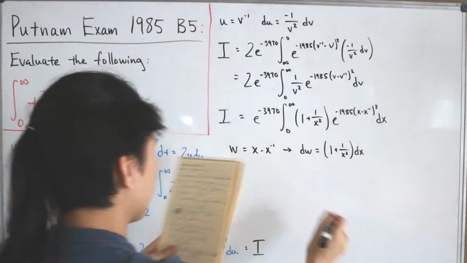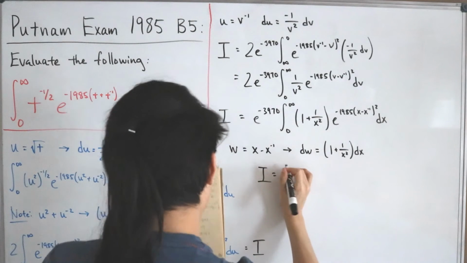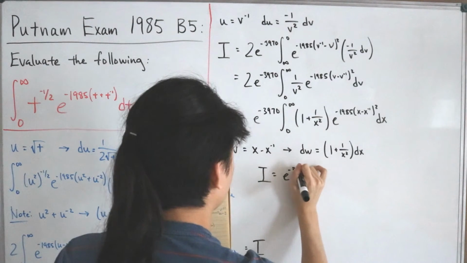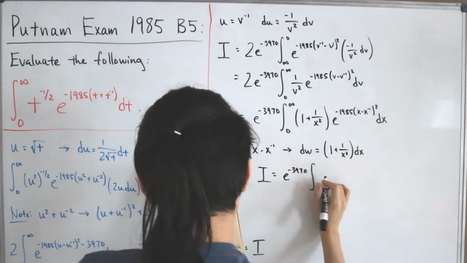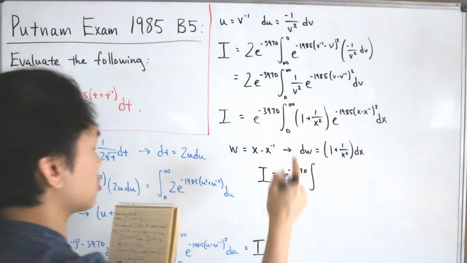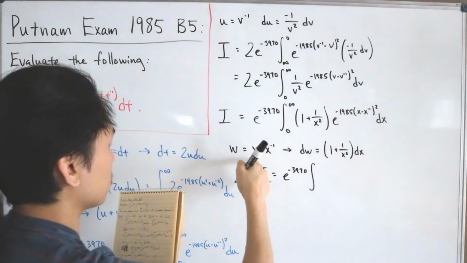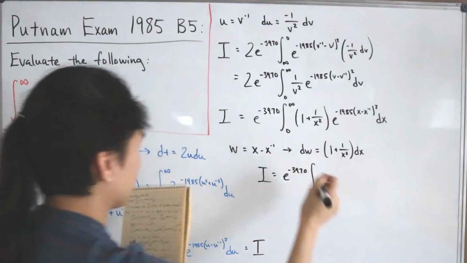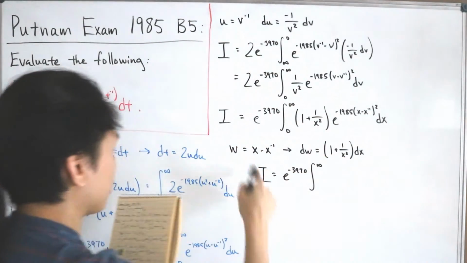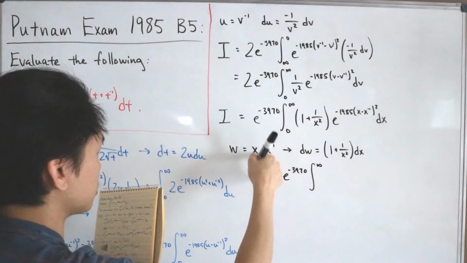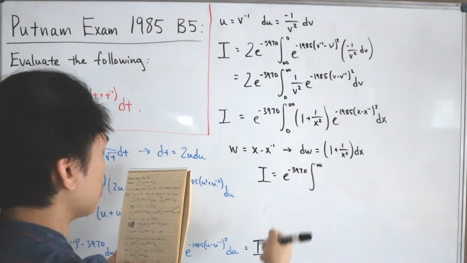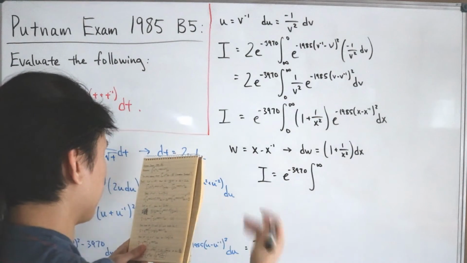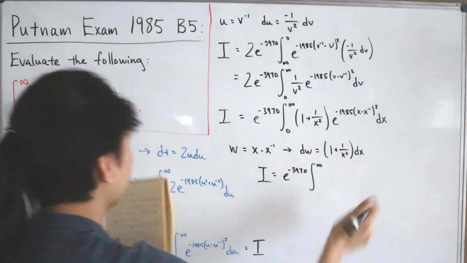Then put this back in, so now we have a new form of I. I is going to equal e to the -3970 multiplied by the integral. So, okay, we have to compute the new bounds over here. Where am I? Right here. So I plug in infinity, so infinity minus 1 over infinity, so that's still going to be infinity over here. If I go to 0, so 0 minus 1 over 0, yeah, 1 over 0. So if you look at it that way, that's actually going to approach infinity, and that'll become negative infinity.